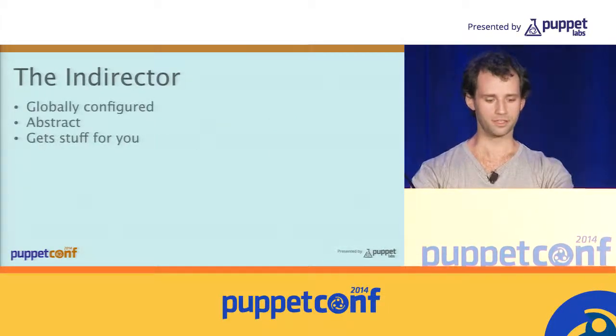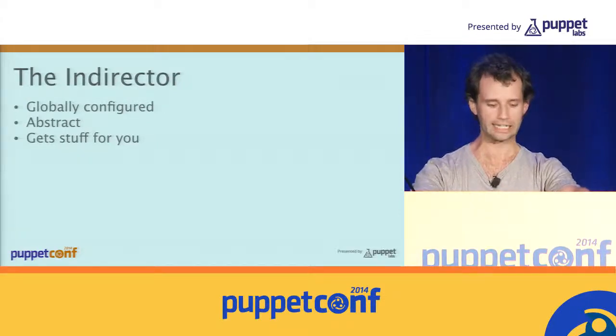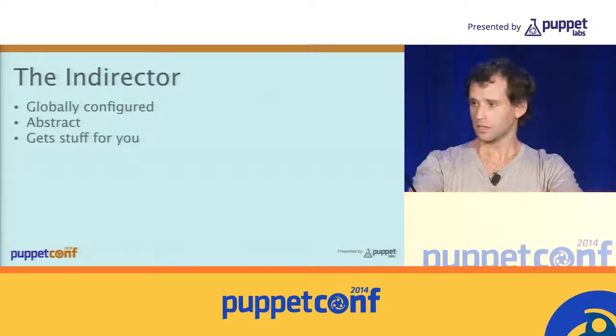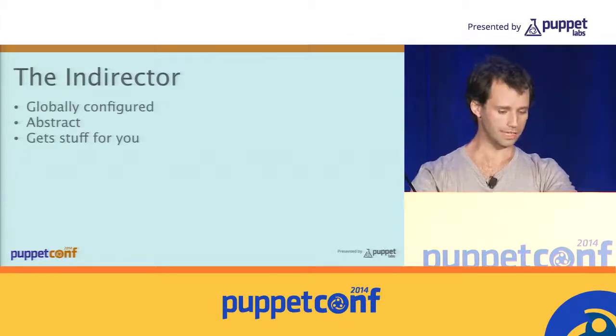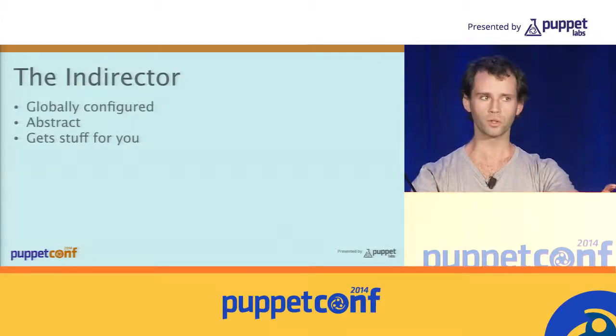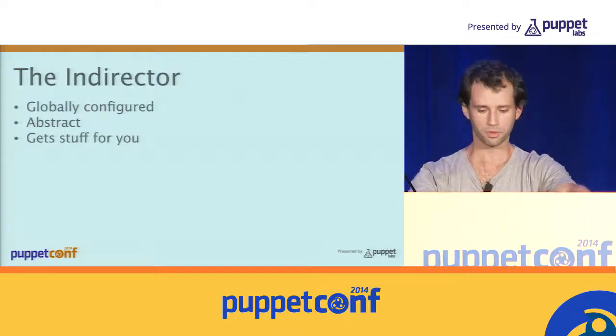The indirector is a globally configured, abstract way to obtain certain kinds of data. It works like this. Puppet's Ruby code includes a bunch of classes, all of which represent some kind of data. In this case, we're working with a catalog object. And these classes that represent data, they just implement whatever makes that data type special, have methods for working with that data type. This is just standard object-oriented programming.